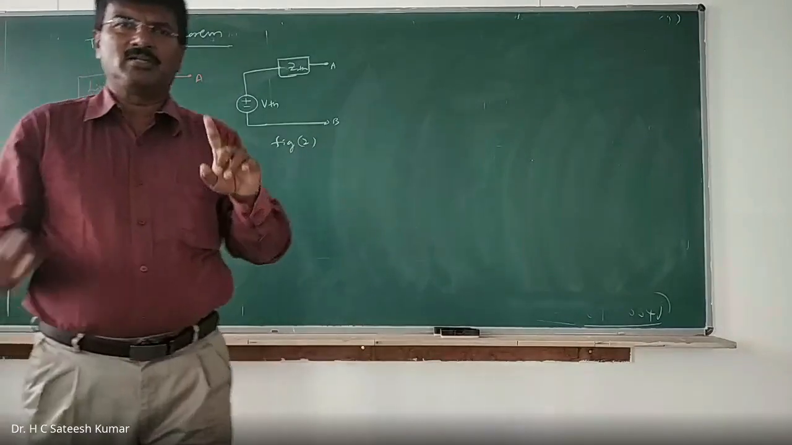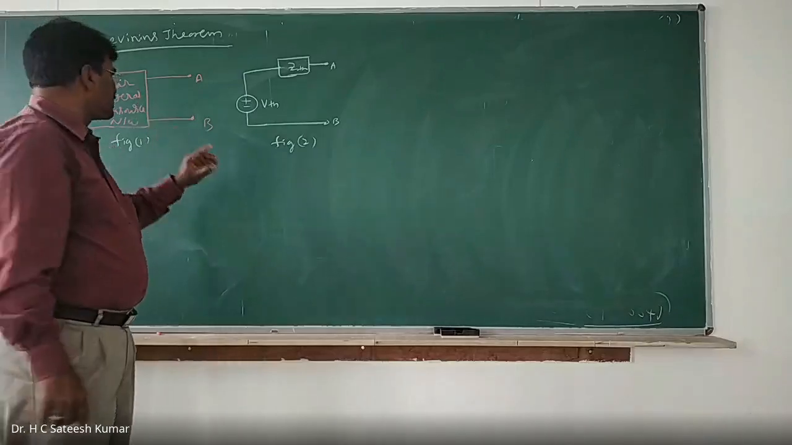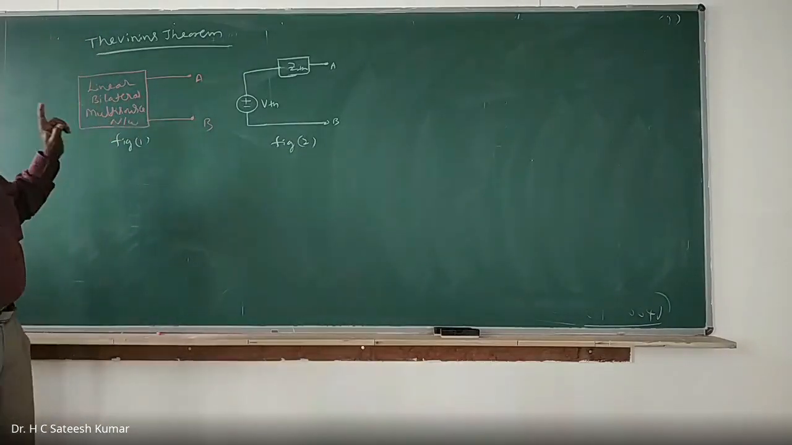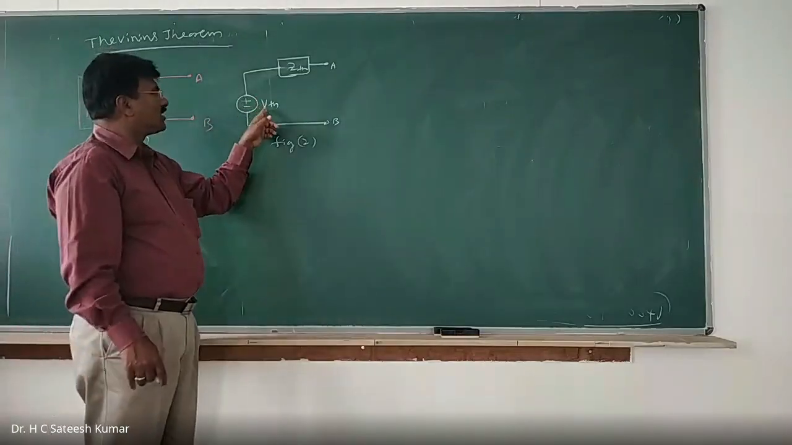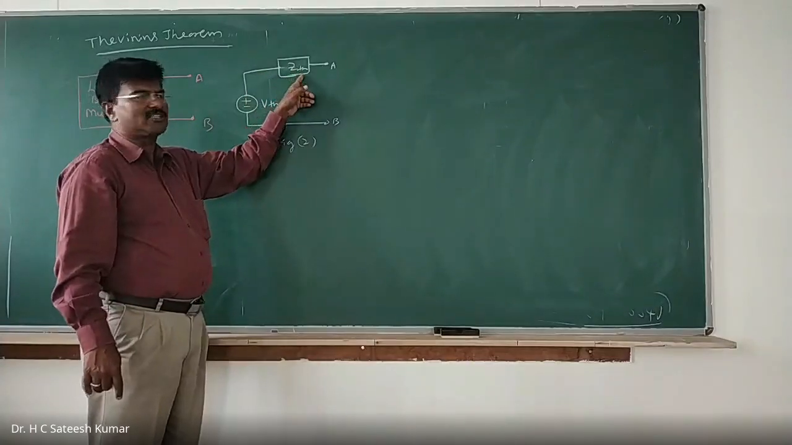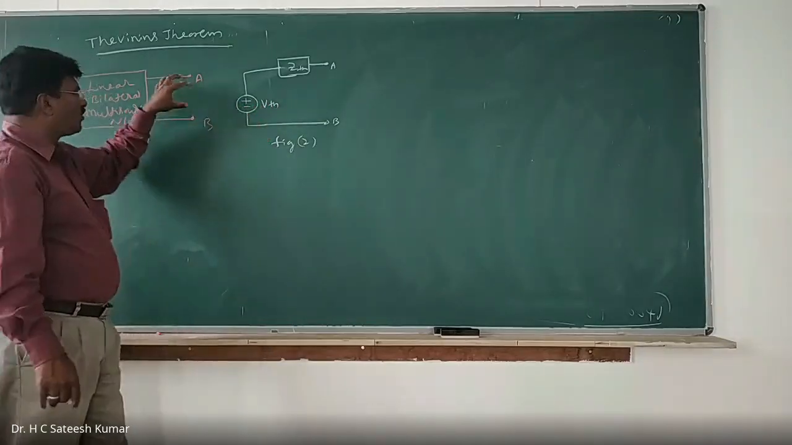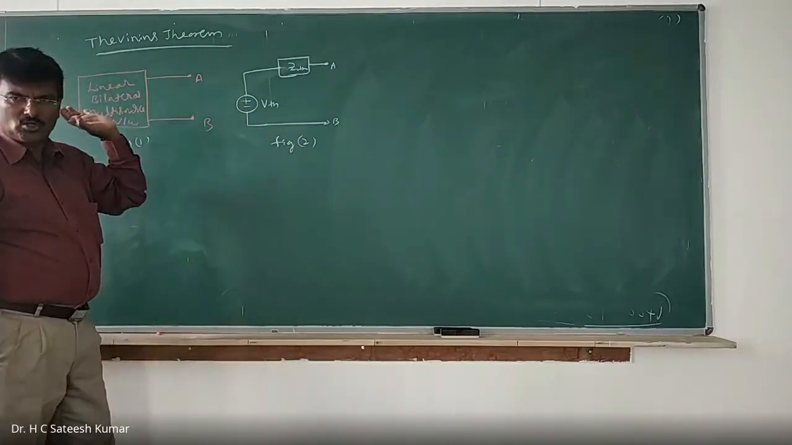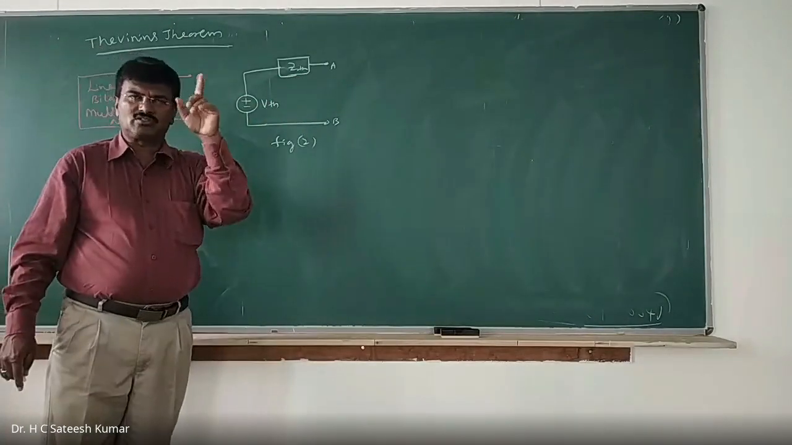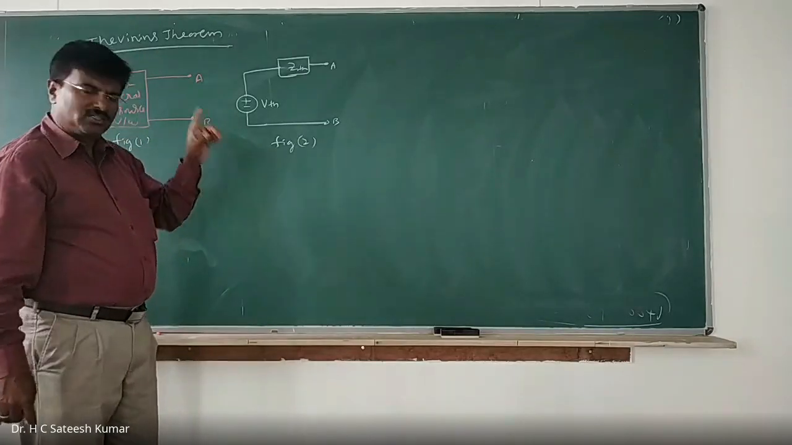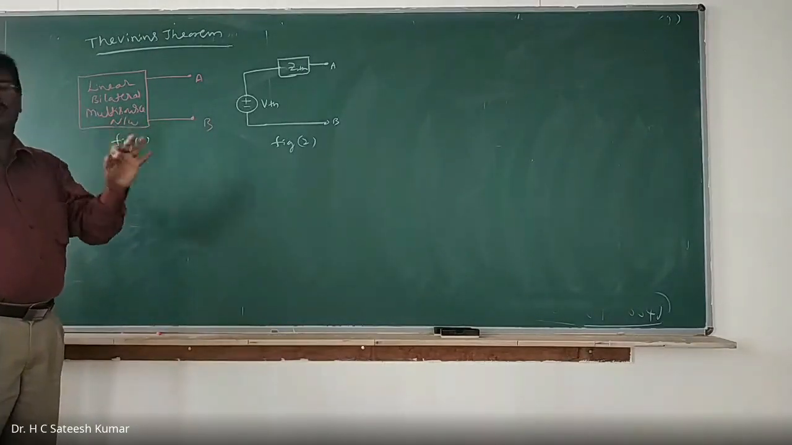I repeat the statement. It is a big statement. Just carefully observe that. Any linear bilateral multi-source network with the terminal AB as shown in the figure 1 can be replaced by a voltage source VTH in series with an impedance ZTH as shown in the figure 2, where VTH is the open circuit voltage seen from the load terminals, keeping all the sources in active mode, and ZTH is the impedance seen from the load terminals, keeping all the sources zero, and voltage sources are made zero by short circuiting, and current sources are made zero by open circuiting. So this is the complete statement. 2 marks they will ask.